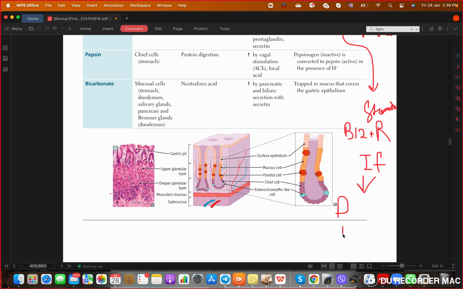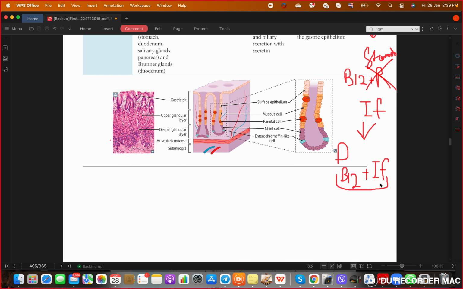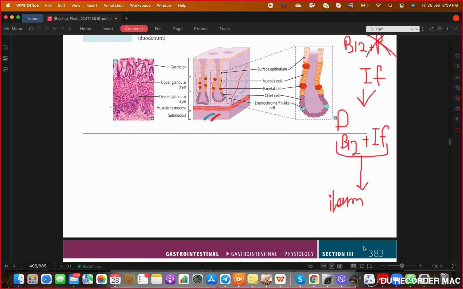Inside of the duodenum, you have B12. Remember the alkalinity of the duodenum? So that is going to kill the R factor. So in the duodenum, the B12 is going to bind to the intrinsic factor. The B12-intrinsic factor complex keeps going until they reach the terminal ileum. In the terminal ileum, they get absorbed. Okay? Terminal ileum.